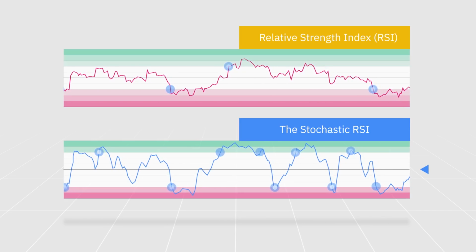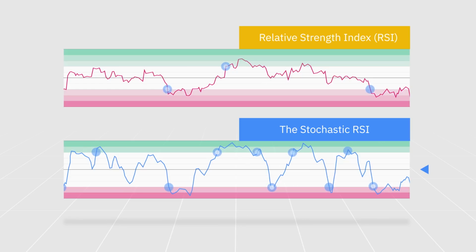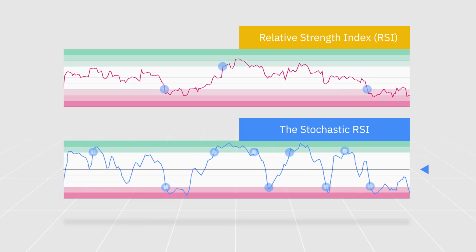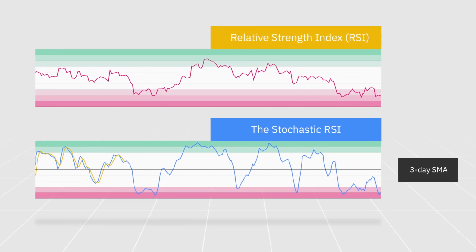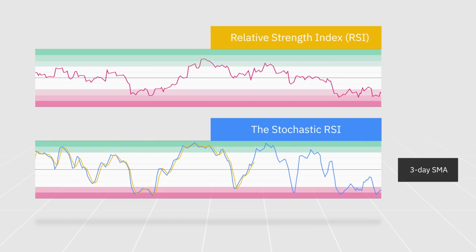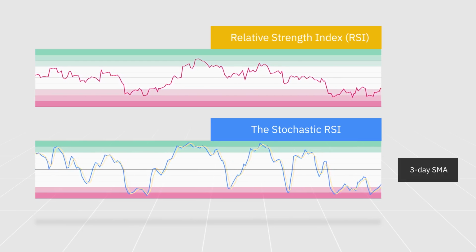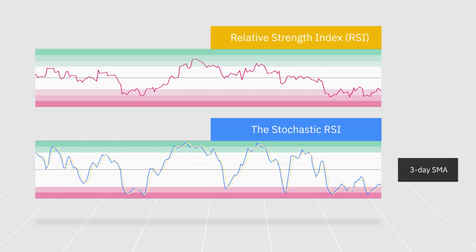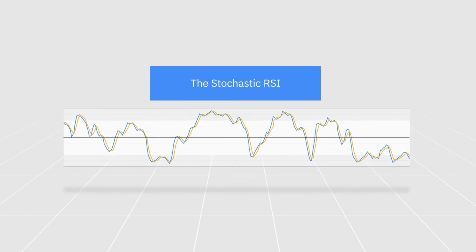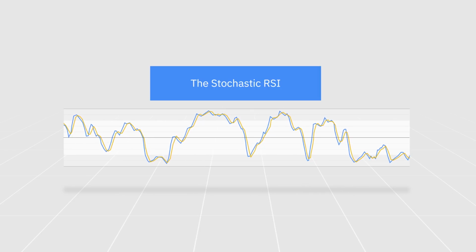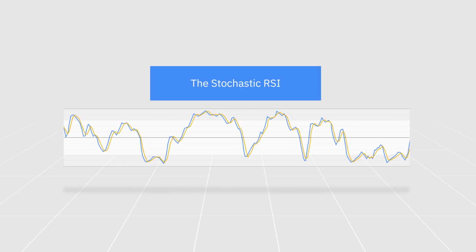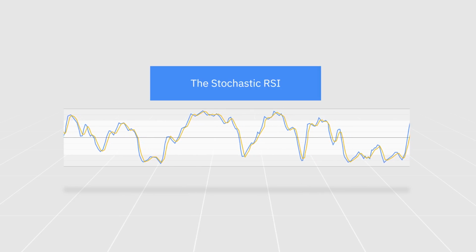false or misleading signals. Due to its increased speed and sensitivity, some charts include a 3-day simple moving average along with the stochastic RSI line. The SMA acts as a signal line and is meant to reduce the risks of trading on false signals. As such, the stochastic RSI should be used along with other tools to help confirm the signals it creates, especially in volatile markets.